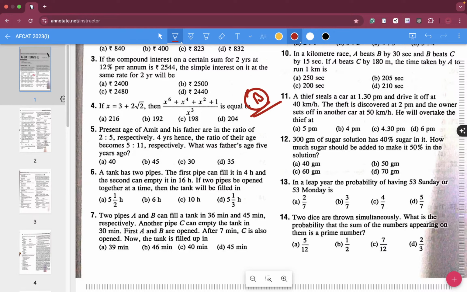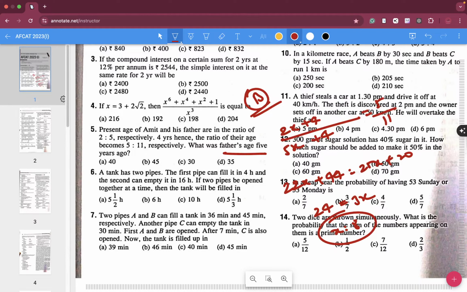Okay, now the next question over here is with us. We have the present ages of Amit and his father in the ratio of 2 to 5. Four years hence, their ages will become 5:11, right? So which means 22x plus 44 is equal to 25x plus 20, right? So now if it goes over here, which is 24 is equal to 3x, right? So x is equal to 8, right?